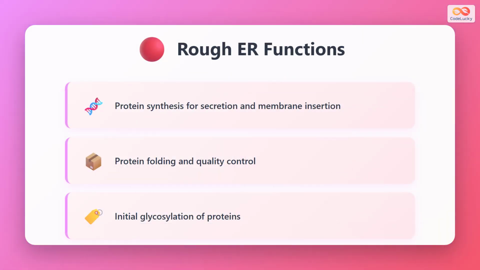Rough ER specializes in protein-related tasks. Its primary function is protein synthesis, specifically for proteins that will be secreted outside the cell or inserted into membranes. The ribosomes attached to its surface actively build these proteins. Once proteins are made, the rough ER provides protein folding and quality control services, ensuring each protein achieves its correct three-dimensional shape. Additionally, rough ER performs the initial glycosylation of proteins, which means it attaches sugar molecules to proteins. This modification is crucial for protein function and stability.